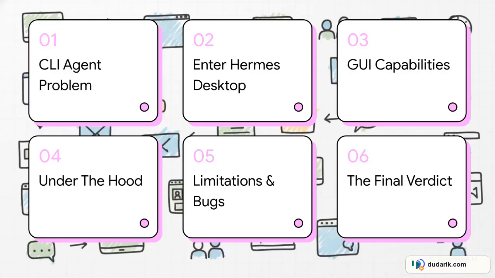Okay, let's dive right into this. Here's our roadmap for today. Number 1, the CLI agent problem. 2, enter Hermes Desktop. 3, GUI-powered capabilities. 4, under the hood. 5, limitations and bugs. And finally, number 6, the final verdict.